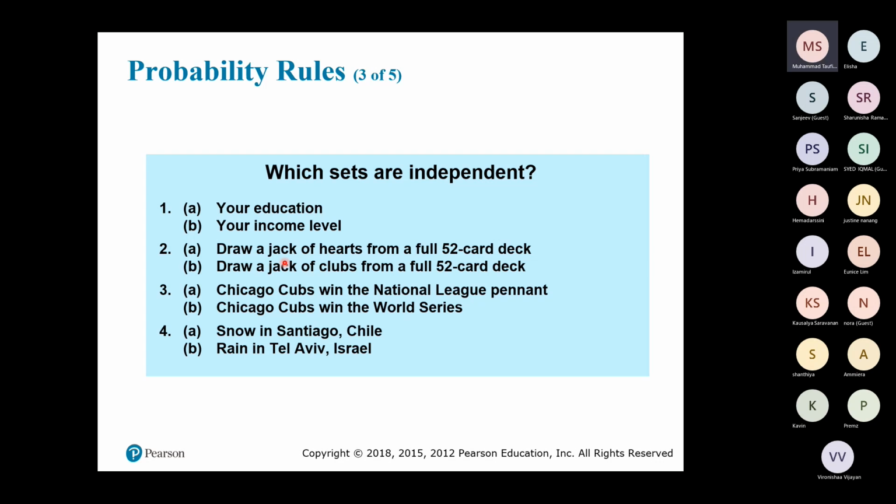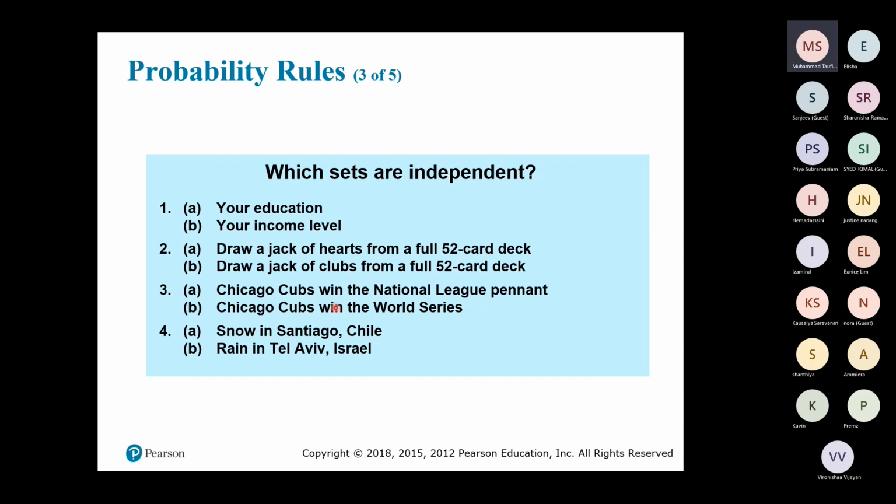So the two events will not influence each other. That's why I said this one is independent. You can either pull a jack of heart, or you will pull a jack of club. You cannot pull them together because you cannot pull a card that has both jack of hearts and jack of club in one card. So the events will not influence each other, so the event is independent, right? Understand?